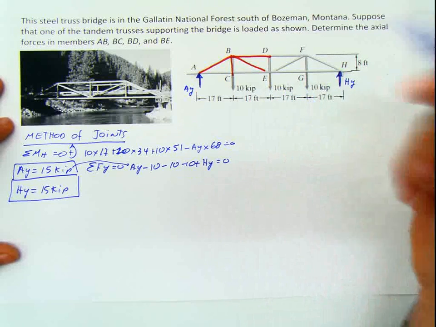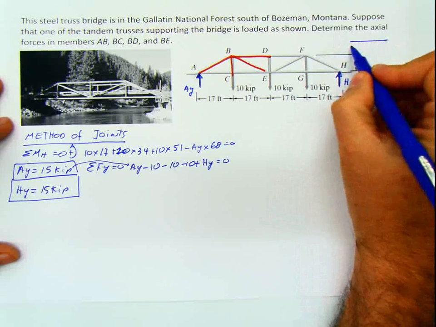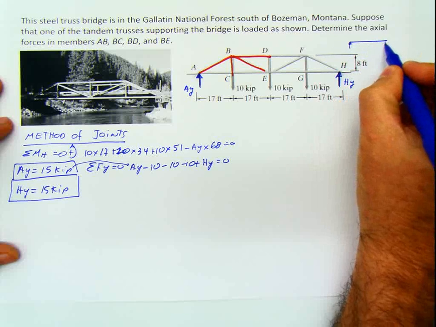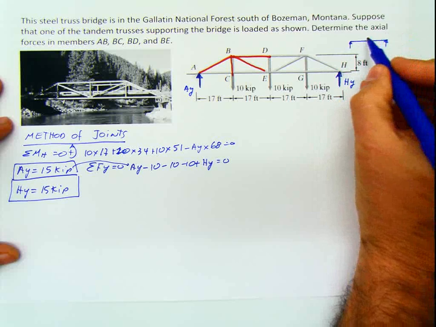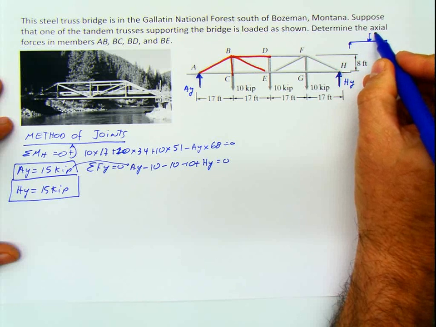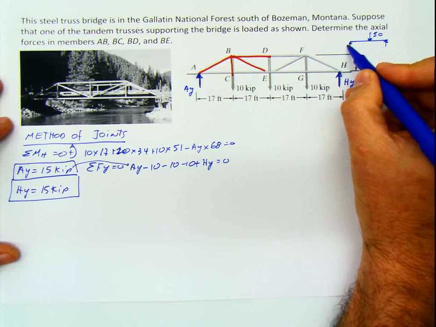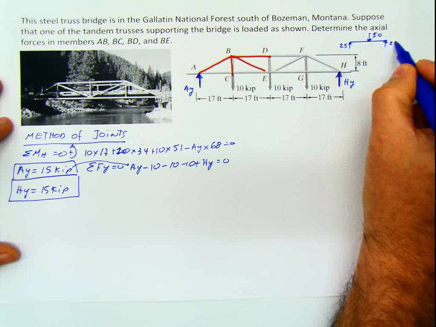So let's say that you have a beam supported just here and here, and you have a weight at the center of 50. If this is exactly the center, well, this is going to take 25 and this is going to take 25, right?